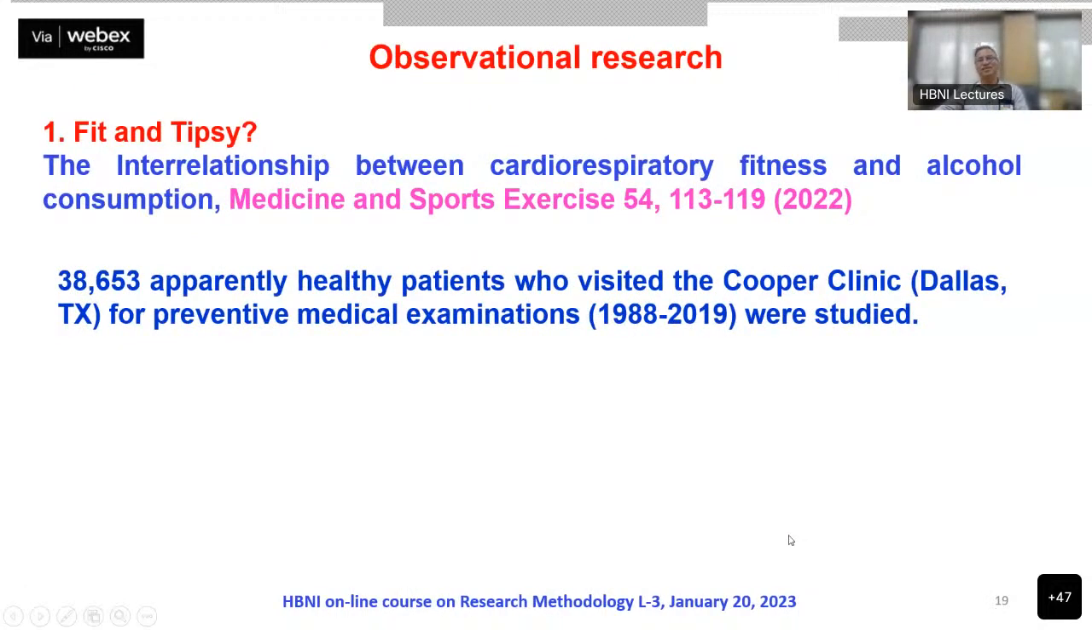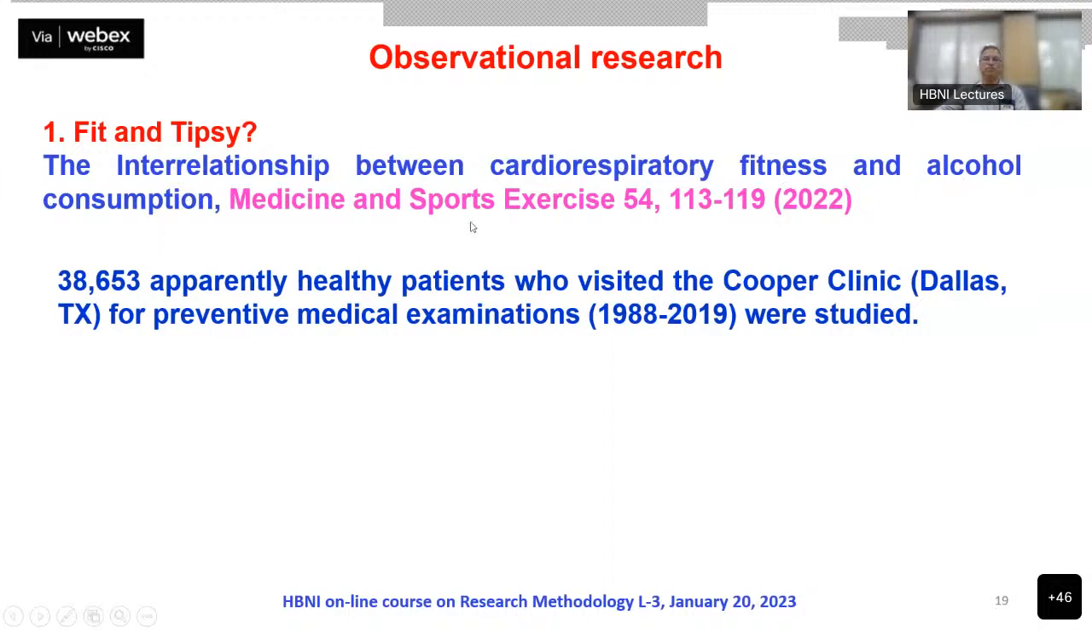Another very interesting example, and again I caution you to take it a little lightly. Observational research: there is a lot of this kind of research you will see in papers appearing now and then. "Fit and tipsy" means the interrelationship between cardiorespiratory fitness and alcohol consumption.